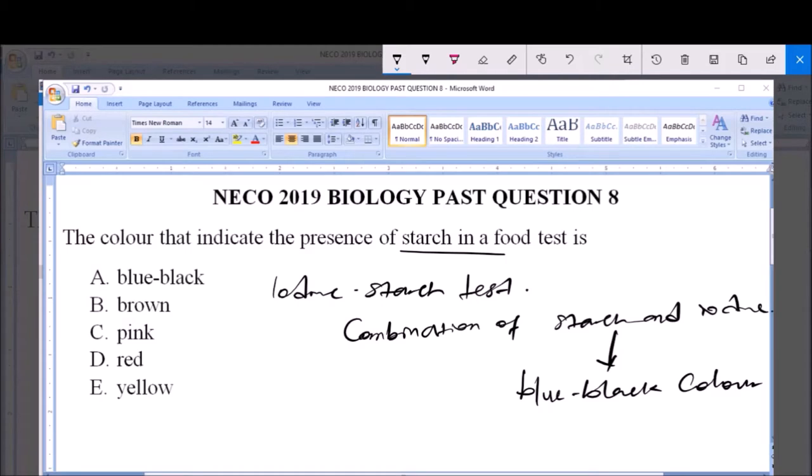And this is the test for starch. It proves that starch is present in that food. So the answer to this question is option A. Blue black is the color that indicates the presence of starch in the food when the iodine starch test is used.